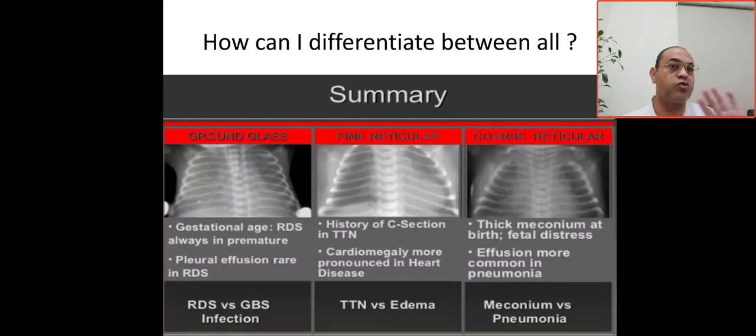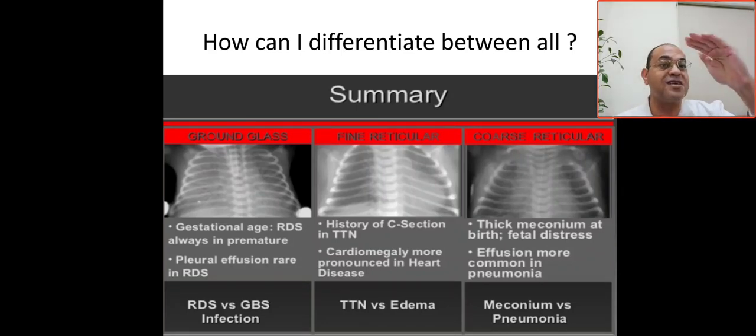Based on the opacities, ground glass appearance, I cannot see anything. It's haziness, I cannot appreciate any infiltrates, fine nodular or coarse nodular. So this is ground glass. It will be RDS or GBS. RDS is common in premature babies, and GBS will be in the full term. Also pleural effusion will be common in GBS infections, and pneumothorax common in the premature baby.